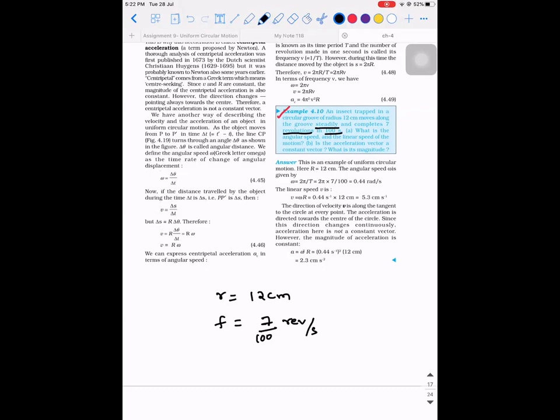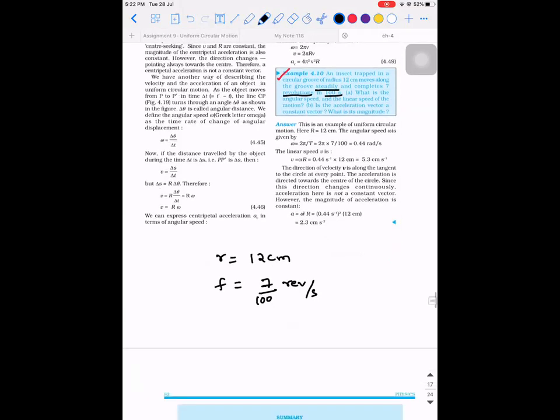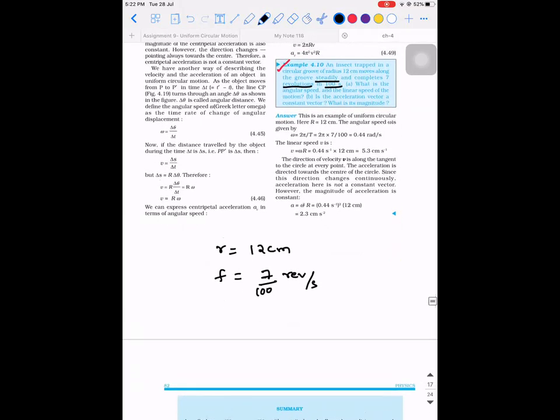Now they're asking, what is the angular speed and the linear speed of the motion? Second, is the acceleration vector a constant vector? If so, what is the magnitude? Are you guys able to understand what it is? So R is equal to 12 centimeter, f is equal to 7 by 100 revolutions per second. If f is 7 by 100, what is omega? 2 pi into f, so 2 pi into 7 divided by 100. That will be 14 pi divided by 100 radian per second. Is this clear, guys?